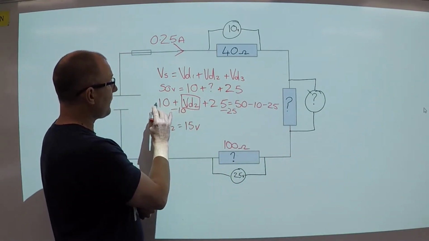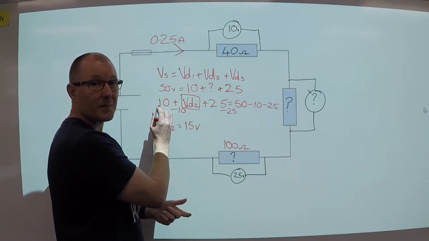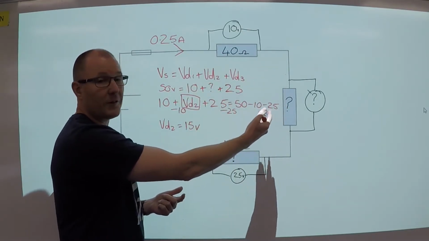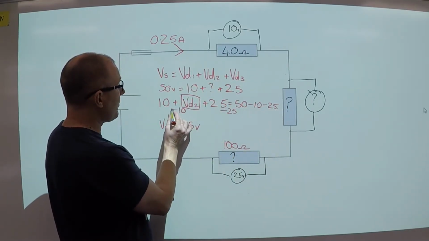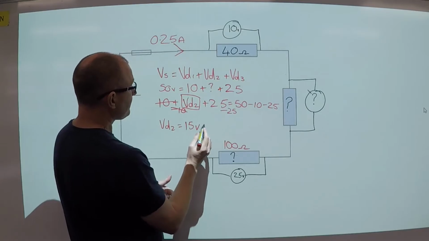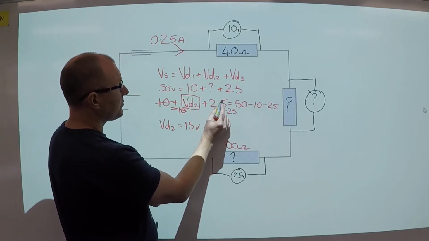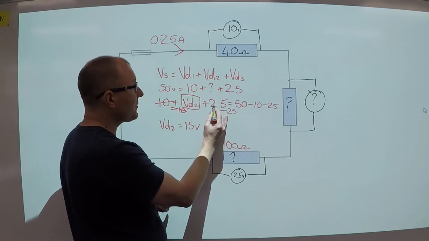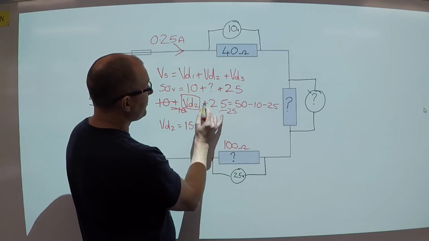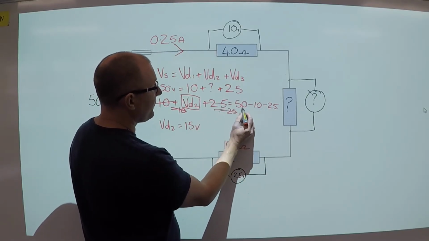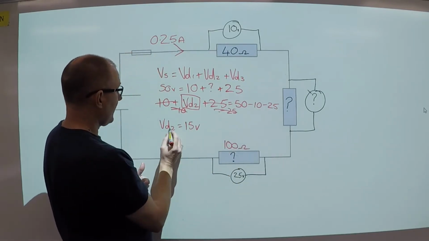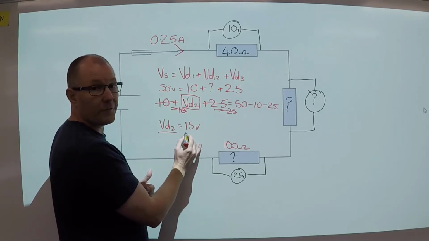Now if we start over here, 10 is a positive number, so we have to do the opposite. If it's plus 10 this side, when we move it over here, it's minus 10. So we minus 10 from both sides of the equation. And then we look at 25. 25 is plus 25 this side, so when we move it over, we have to subtract. So these two cancel each other out, and we've got 50 minus 10 minus 25. That gives us a total of 15 volts.